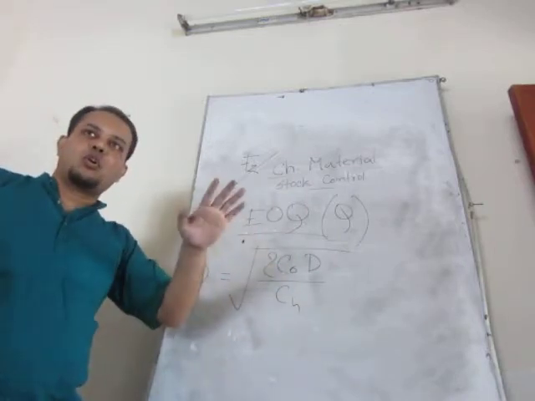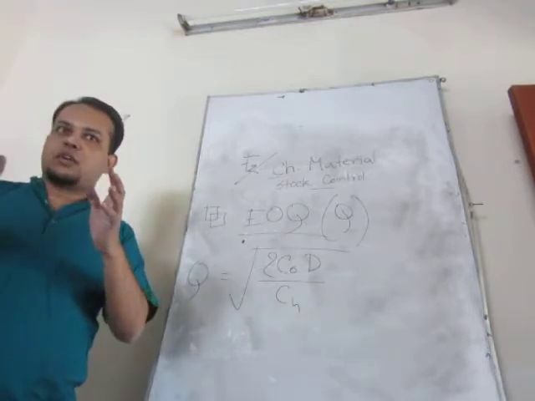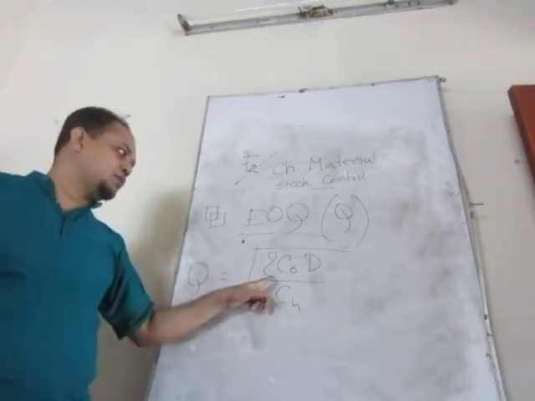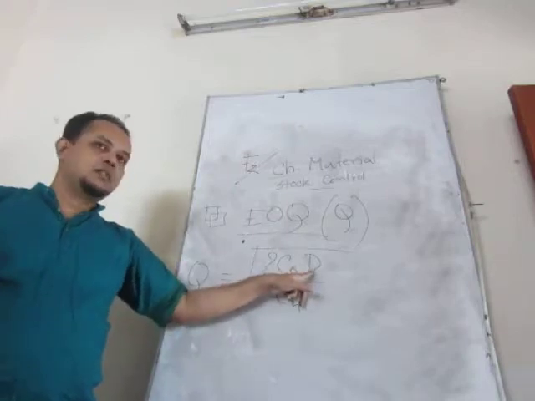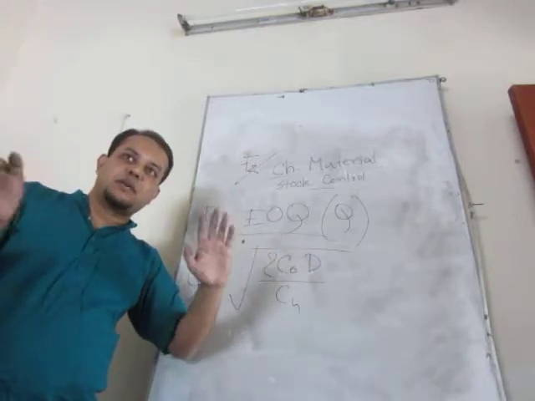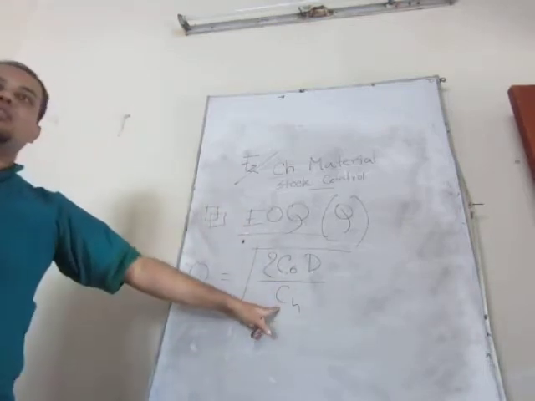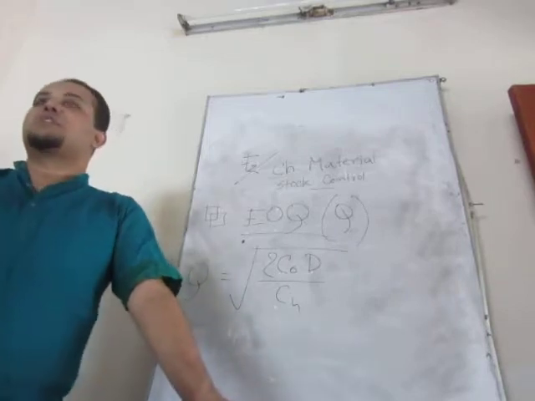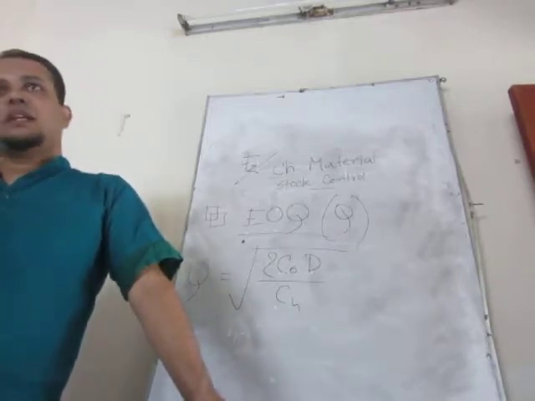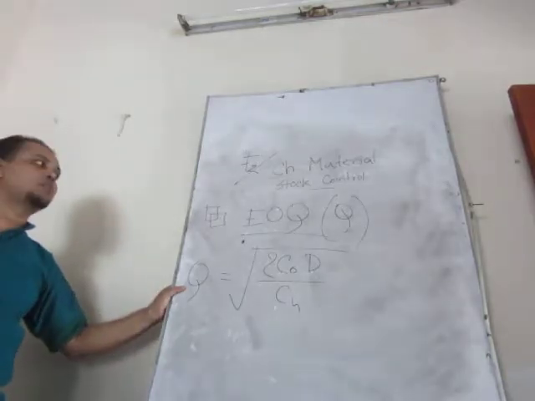CO means ordering cost per order. That means the cost required by the organization to place an individual order. D, we have already discussed, should always be calculated on an annual demand basis. Memorize it. CH is holding cost per unit. Clear? So by putting in these values, you can find out the Q, which is called EOQ, economic order quantity.